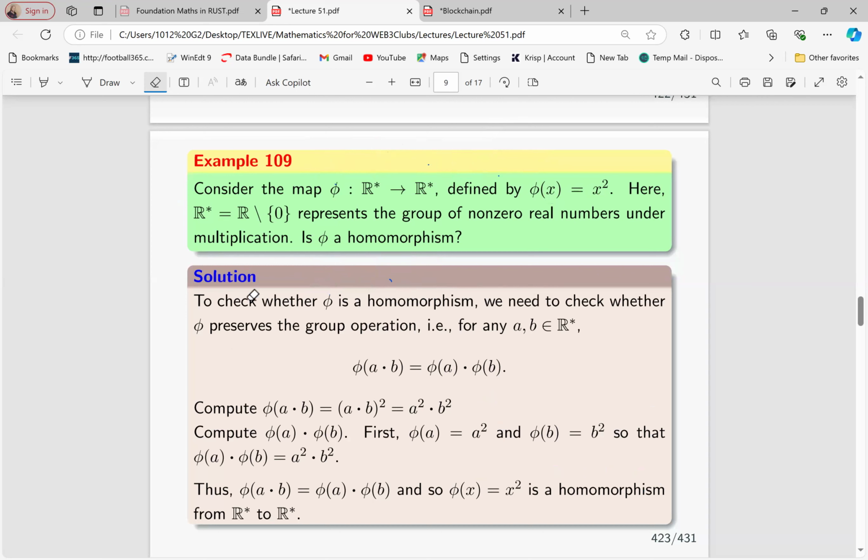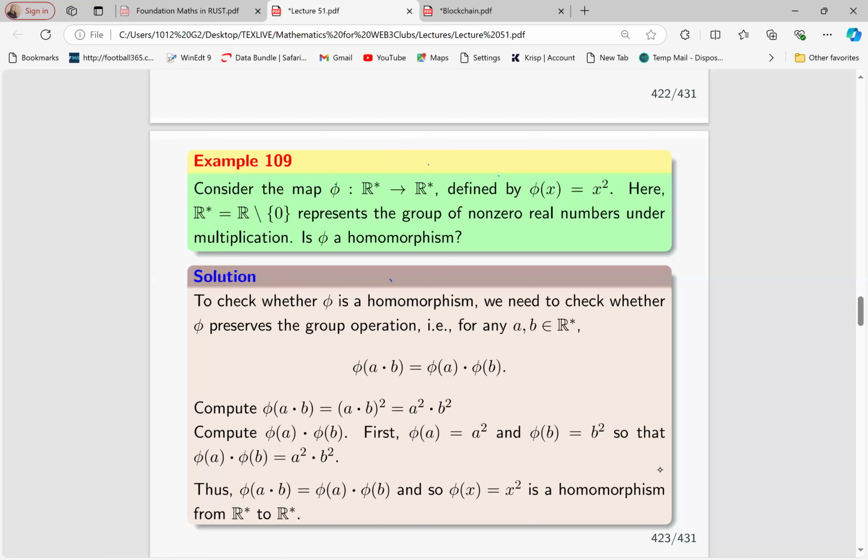Now, let's go back to our proof. We want to show that this is a homomorphism and the range is obtained by squaring the element. These are multiplicative groups, so this symbol here means multiplication this time. We want to consider the left-hand side and the right-hand side and see whether they're equal.